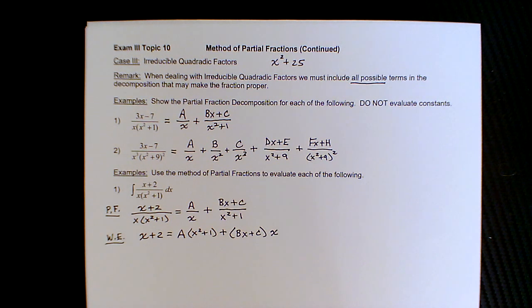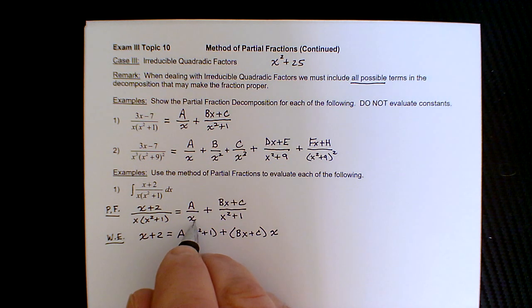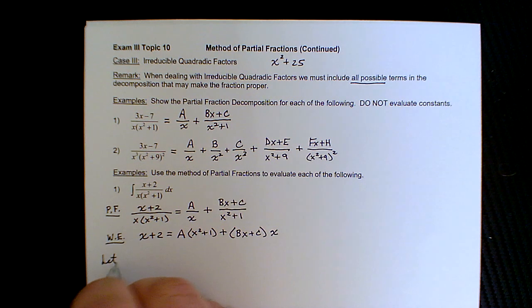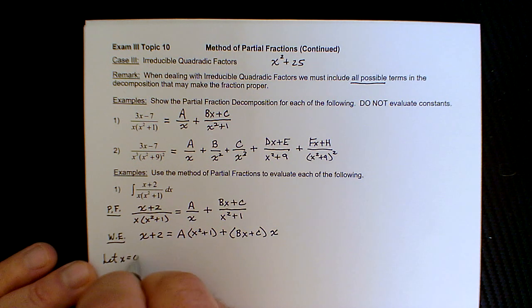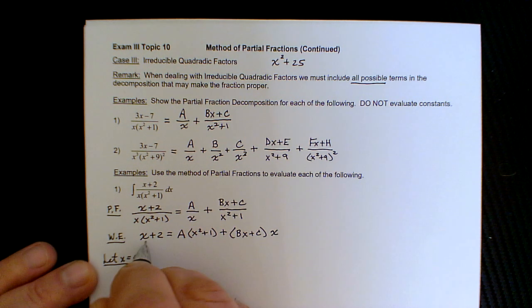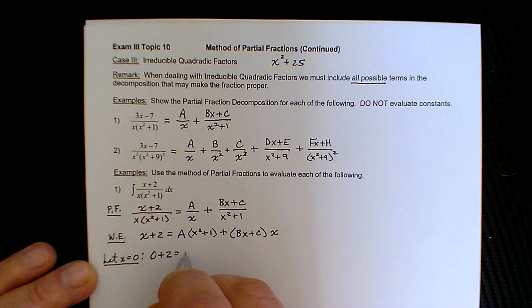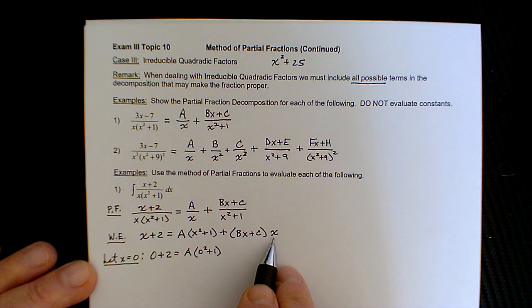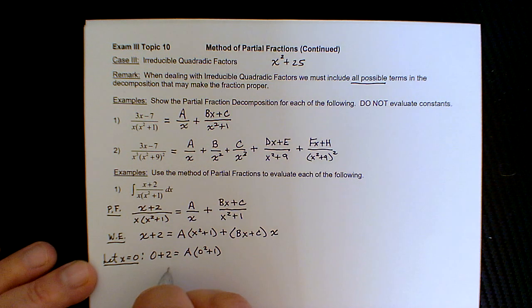Okay, so then we could use the elimination method. We can cause this to be 0 by letting x equal 0. On the left, we substitute 0 for x, so 0 plus 2 equals a times 0 squared plus 1. No need to substitute a 0 in here because x is a factor, and if x is 0, those terms go to 0. So immediately we get that a is 2.